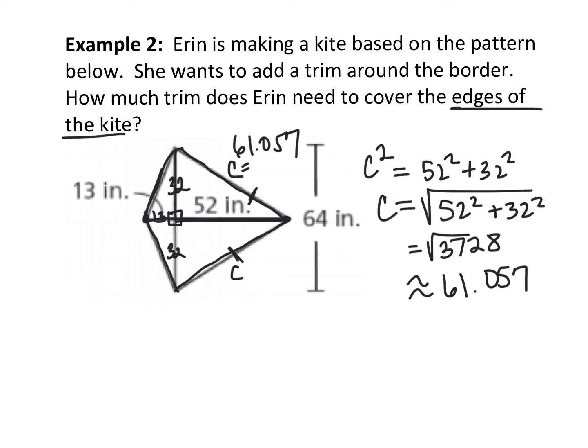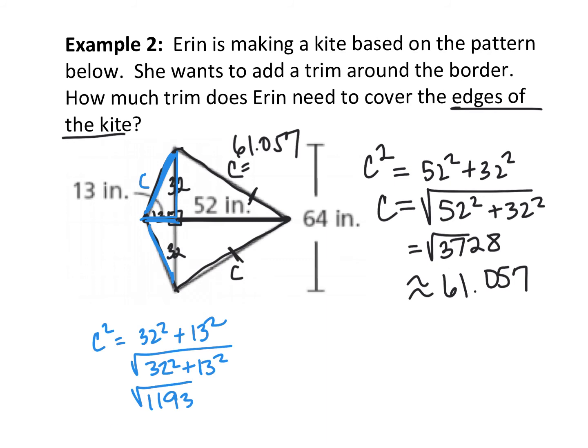Now I need to find this side. We'll do this in another color so we can pay attention to what is happening here. We'll do this side in blue. So these two sides are blue, but we're going to look at this right triangle. And so my hypotenuse is C. So C squared equals 32 squared plus 13 squared, this little segment here. And so the square root of 32 squared plus 13 squared is the square root of 1193, or approximately 34.540.